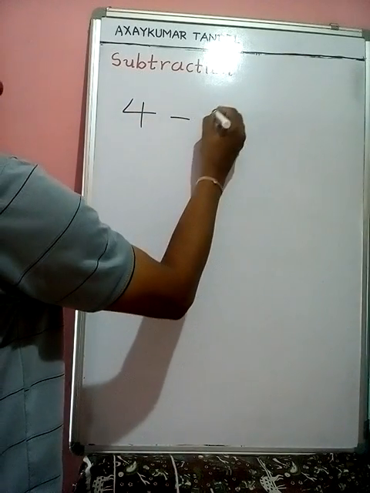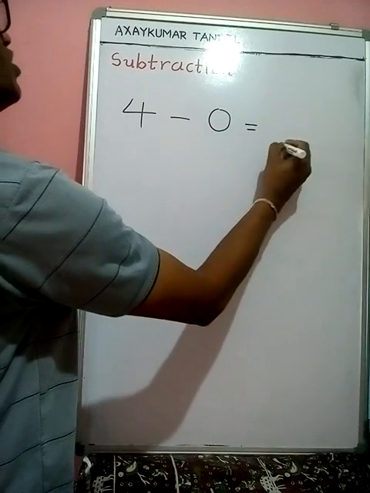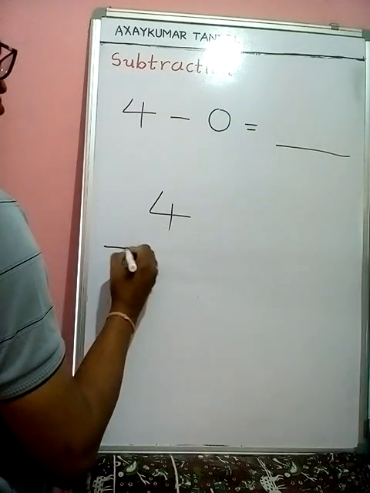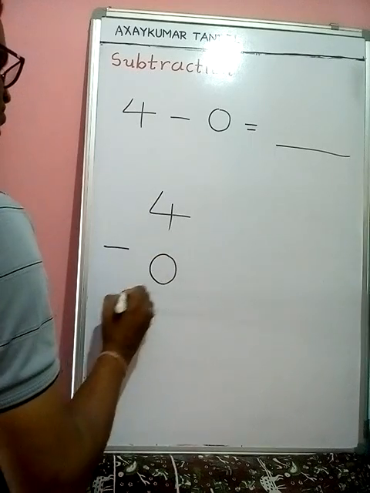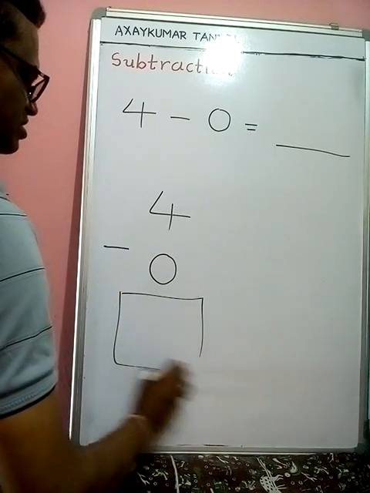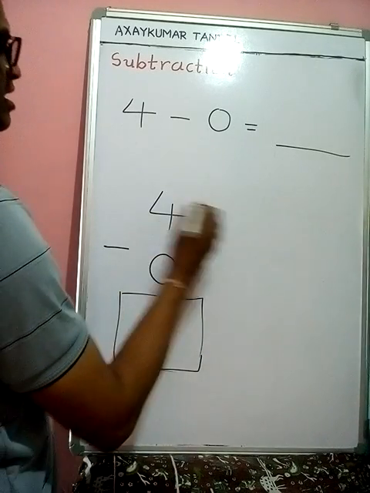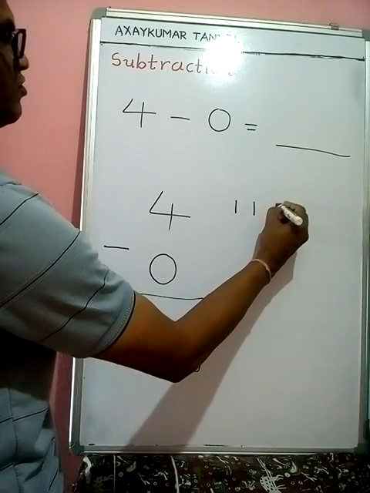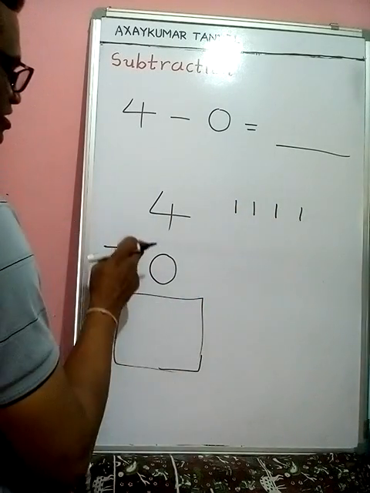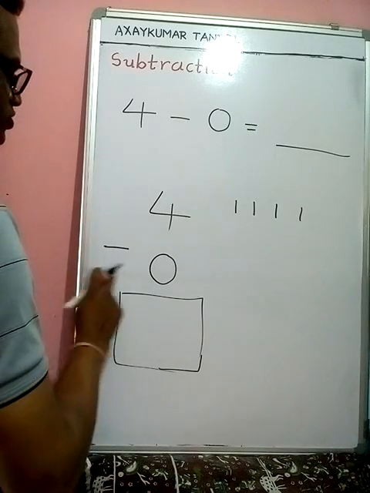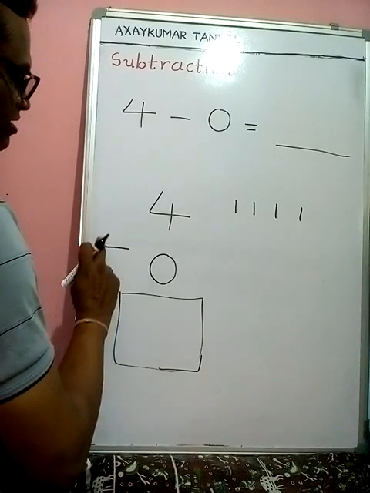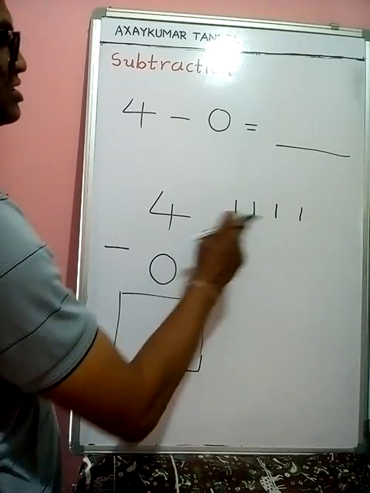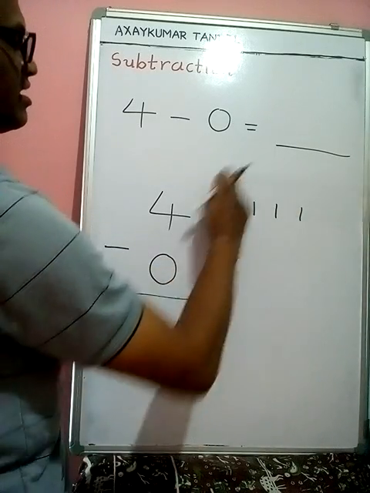Four minus 0 is equal to how many? We write here 4 minus 0. Making box for answer. We draw the first 4 lines. 1, 2, 3, 4. Here is knife, chappu, churi, for cutting. How many cutting? 0. 0 means no cutting.